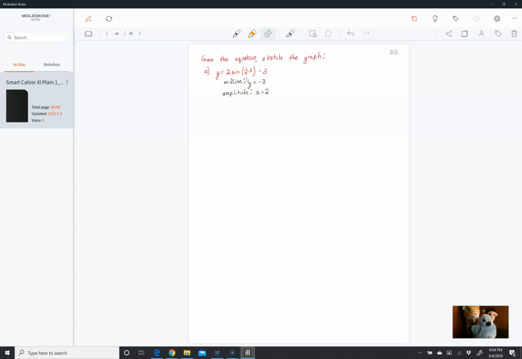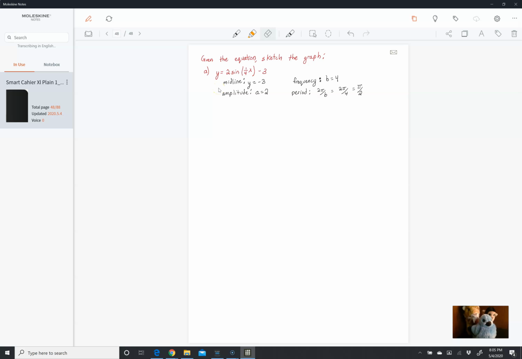Our frequency is also given to us. Our frequency is b equals 4, which means our period is 2 pi over b, which is 2 pi over 4 or pi over 2. Okay, these are the different things that you need to know. Notice when you graph this, we're not doing a translation left or right.